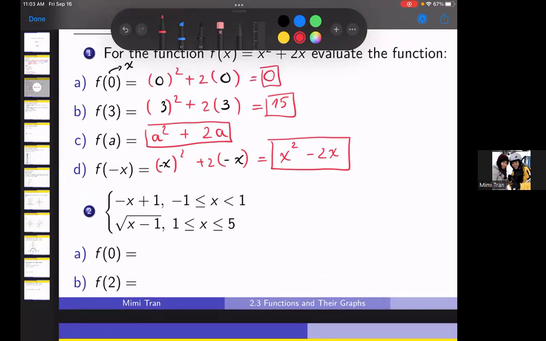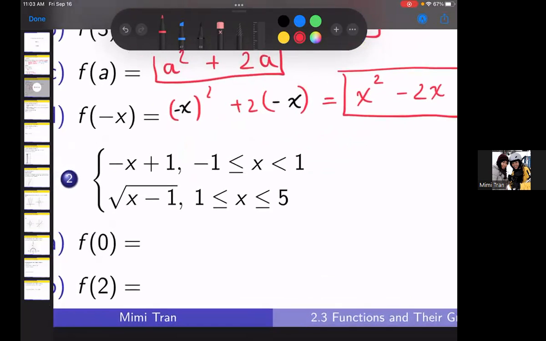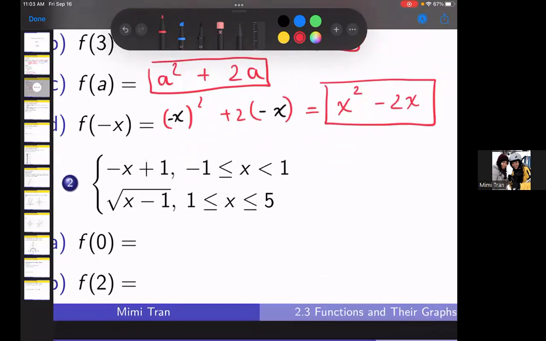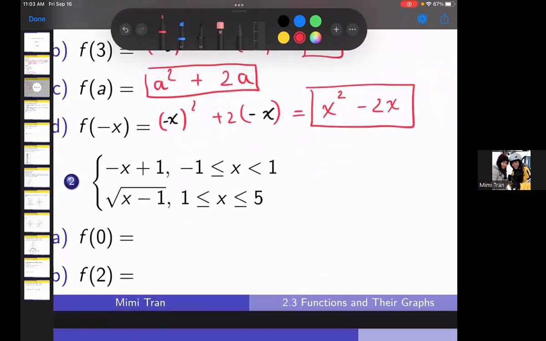Number 2, what you see here is called a piecewise function. It's just like the name, a bunch of pieces pieced together, a bunch of graph pieces together. So unlike a polynomial where it's smooth, if I graph a polynomial, it's smooth. There's no gap, no jump, no pointy. But for piecewise functions, there's a gap. So for example, maybe I'll graph it on Desmos for you to see.